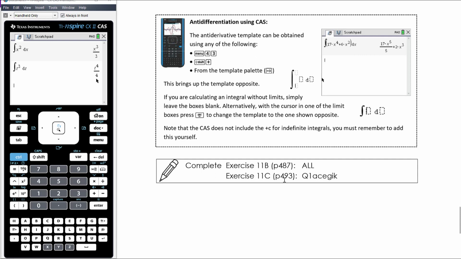Okay, so the work today is a mixture of questions from exercise 11B and 11C in your textbook.